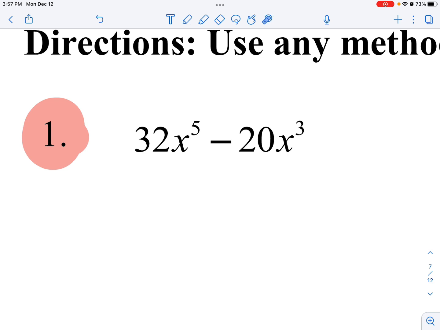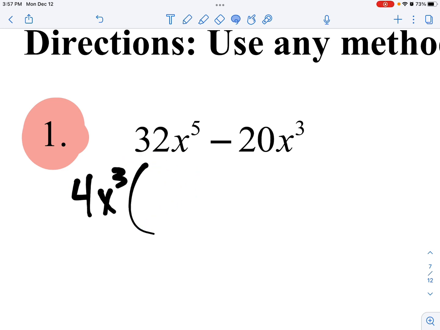So what can you divide 32 and 20 by? I know you're thinking 2 because they're even, but I think there's a bigger number. I think you can actually divide both of those numbers by 4. So just be careful about that. Make sure you pick the biggest number. X to the 5th and x to the 3rd. The smaller of those is x to the 3rd. So that's going to be in our GCF.